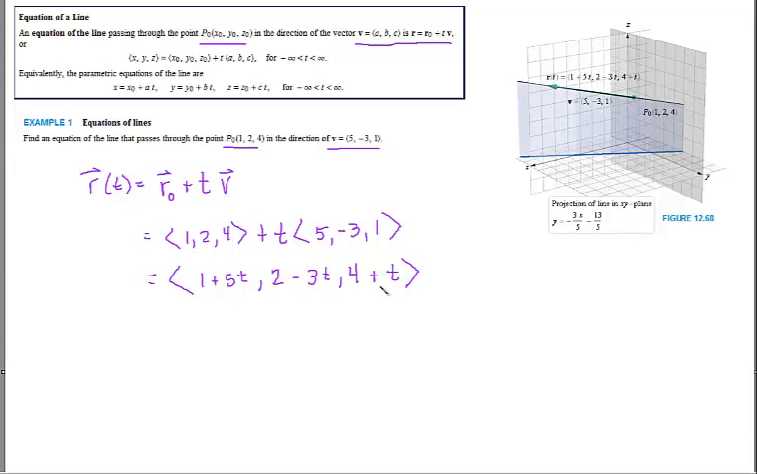So if I would like to look at it in terms of what it would look like parameter wise, I would just say that x equals the 1 plus 5t, y equals the 2 minus 3t, and z equals the 4 plus t. I can write it in any of those fashions, and this is the vector valued way to represent it, and this is the parameter way to represent it. Let's just look at the picture. Here's our beginning point here at 1, 2, 4, and this is what the vector looks like in time.